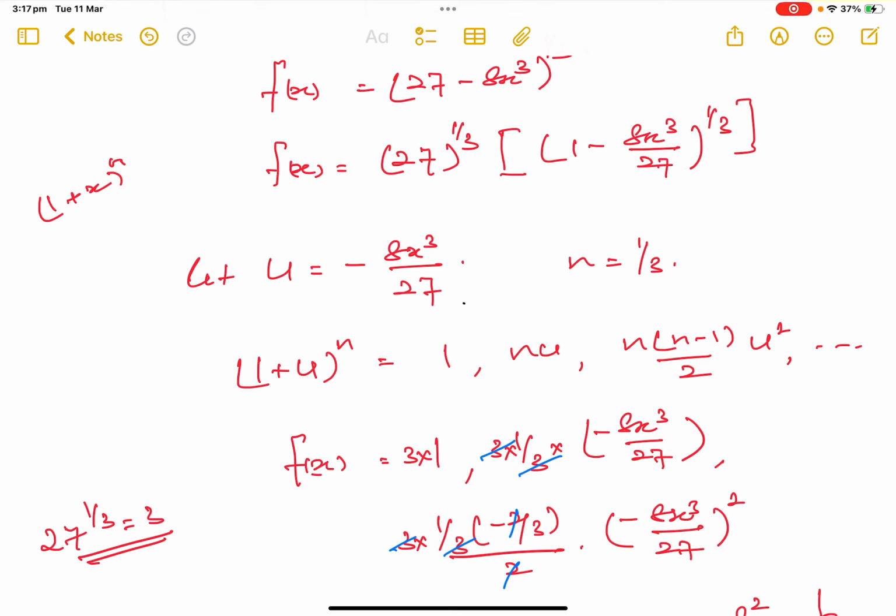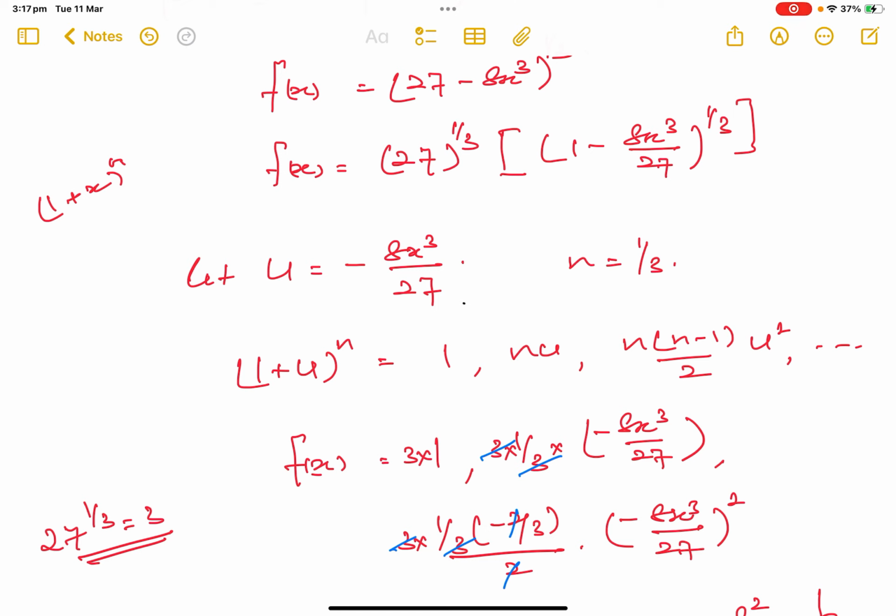So let u be minus 8x cubed over 27, and then n is 1/3. If that's so, we can write these terms. Keep that 27 to the power 1/3 separate. So 1 plus u to the power n, because minus 8x cubed over 27 is u, and n is 1/3, we said.